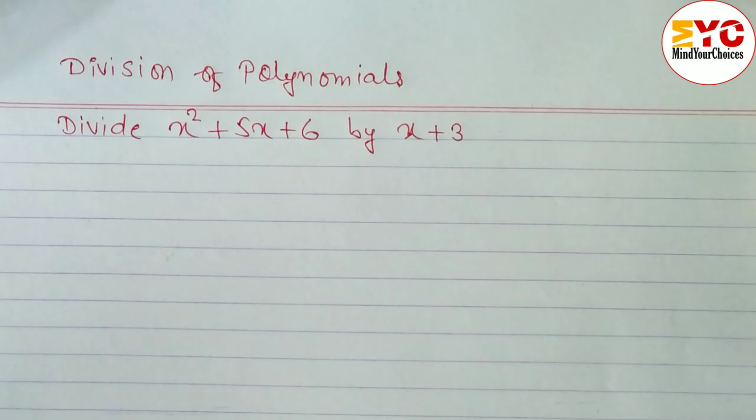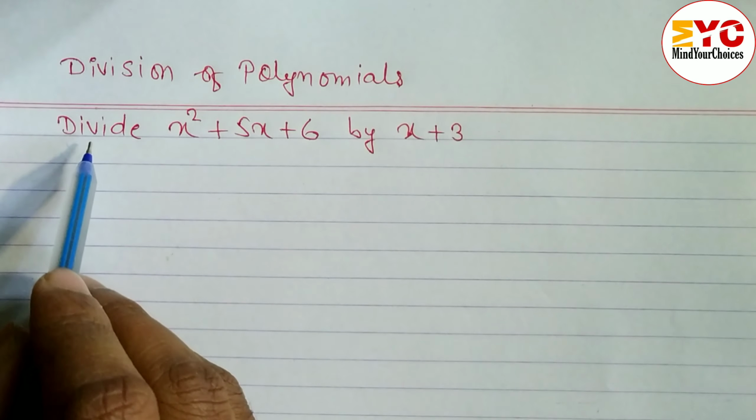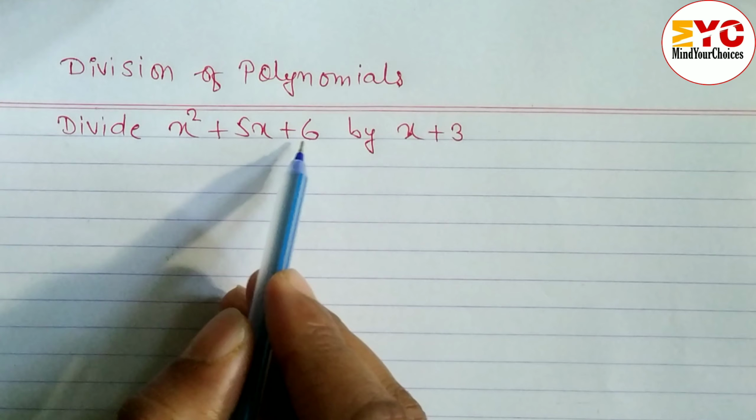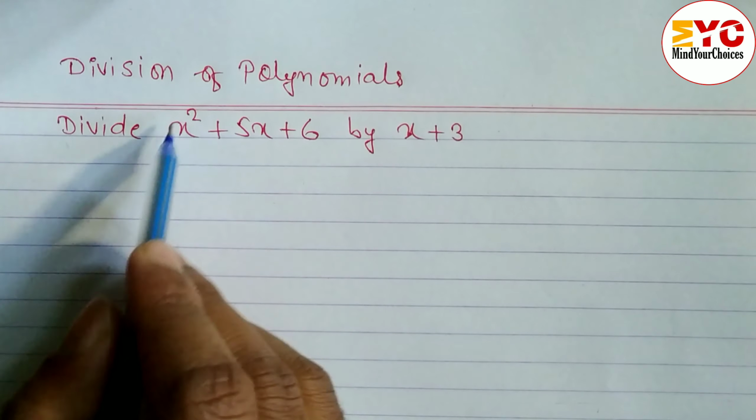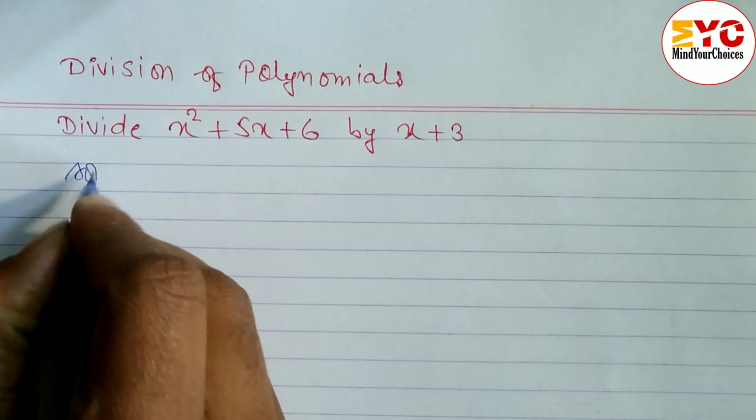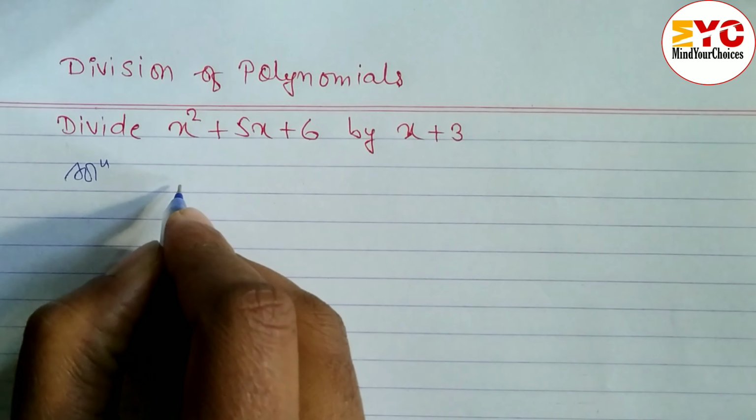We have a question. We have to divide the polynomials. You can see here, divide x square plus 5x plus 6 by x plus 3. This x plus 3 is the divisor and this one is the dividend. Let's make a start and I will teach you how to divide the polynomials.